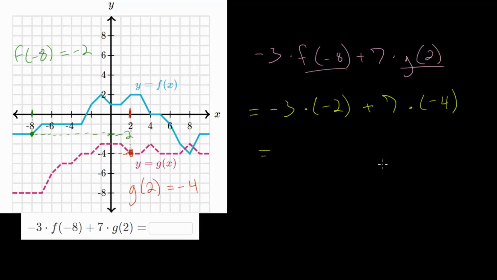At this point, we can just simplify. Using our order of operations, we multiply before we add. Negative 3 times negative 2 is positive 6. And 7 times negative 4 is negative 28. So we're adding negative 28, which is the same as subtracting 28. And 6 minus 28 would be negative 22. So this right here should be our final answer.